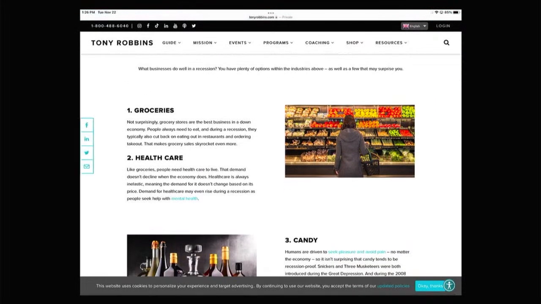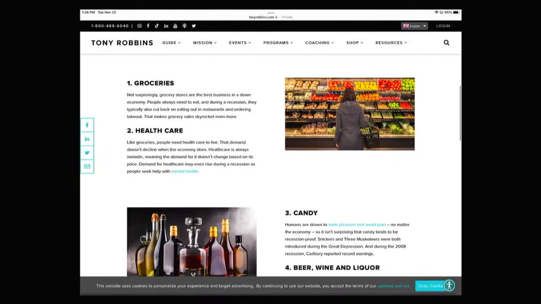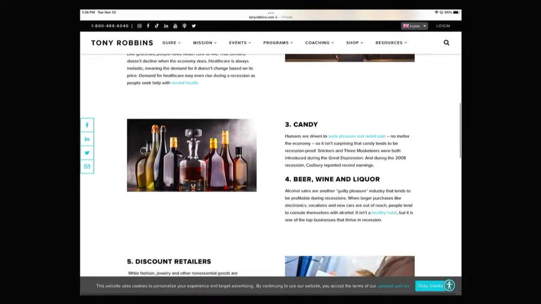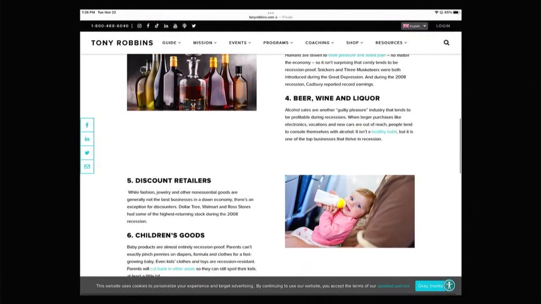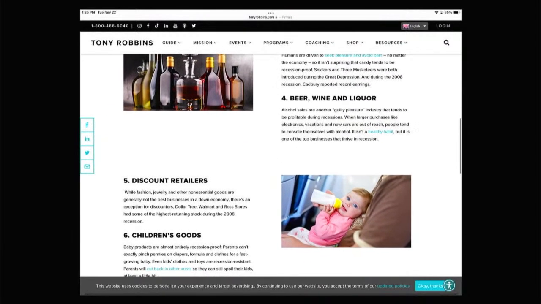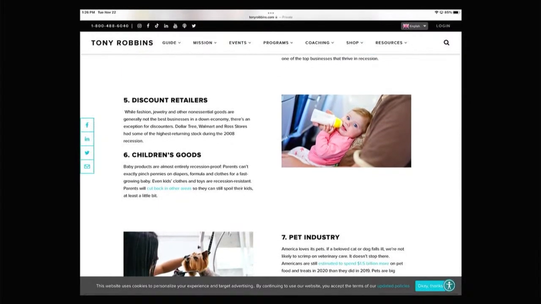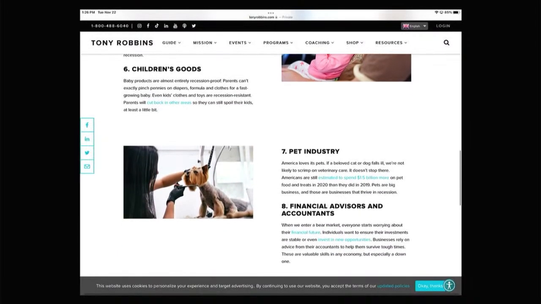Groceries. All right, that makes sense. I mean, obviously, you still need to eat. So you might not go out to restaurants, but you probably go to the grocery store, even though the price would be higher. Healthcare. All right, we just saw that before. Candy, we saw that before as a simple pleasure, right? To help ease the pain. Beer, wine, and liquor. All right, we understand people just need to drown the miseries away. Discount retailers, right? Okay, well, that makes sense. You're going to buy stuff at a discount. Children's goods, you got to take care of the kids still.